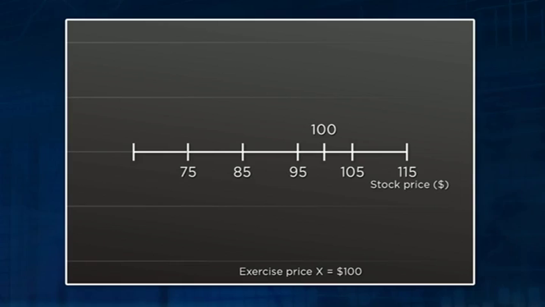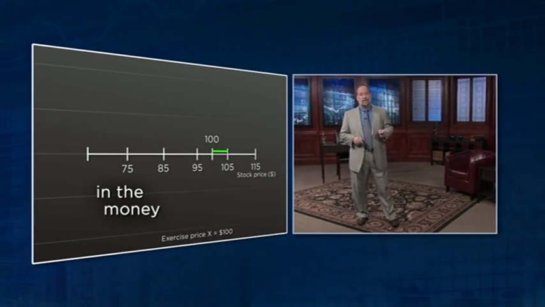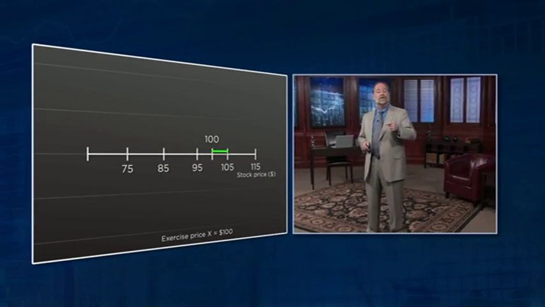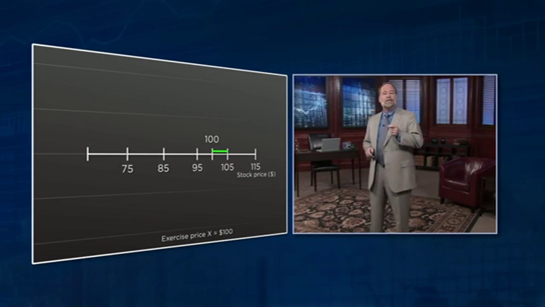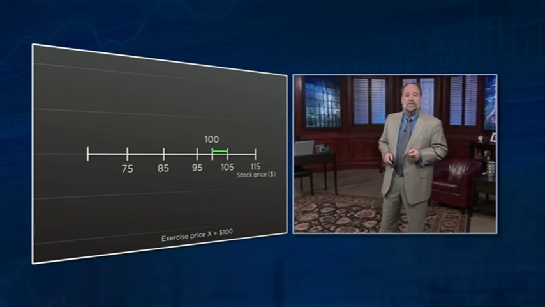If you exercise, you will get to pay $100 for something that's worth $105 in the market. So you should exercise. Pay $100, get a share of McDonald's, then turn around and sell that share in the market for $105 and pocket the $5 difference between the exercise price and the market price of McDonald's at expiration. This is a case where the option is in the money because the price of McDonald's is above the strike price. Now, since you paid $1 for the option initially, your profit is going to be $4.